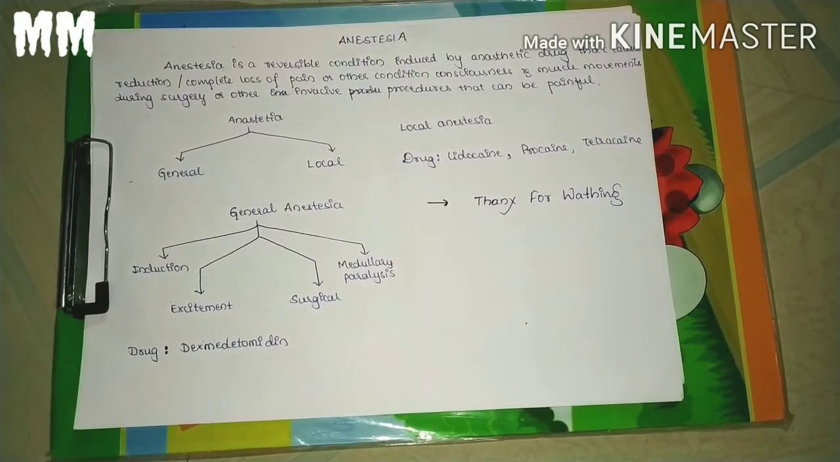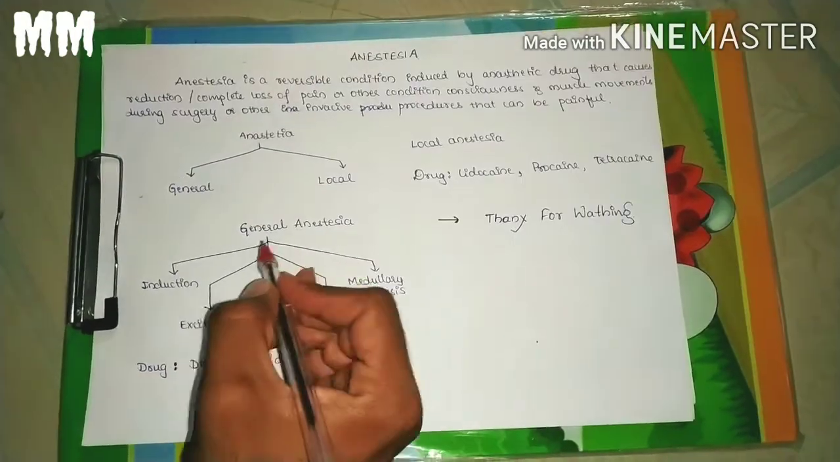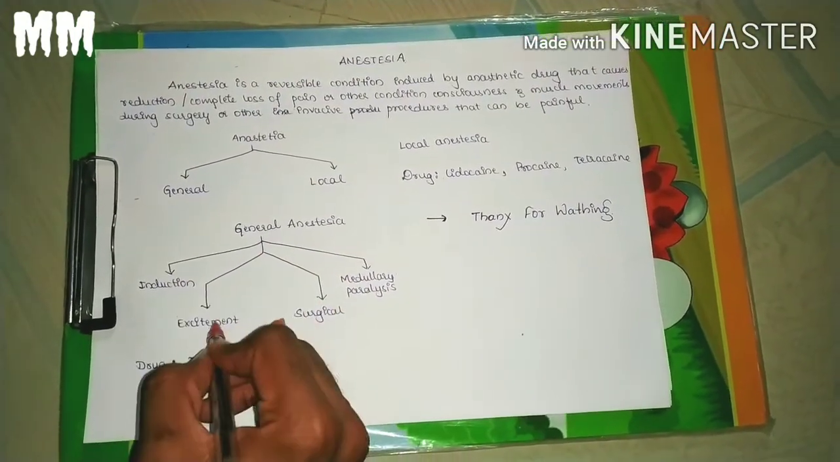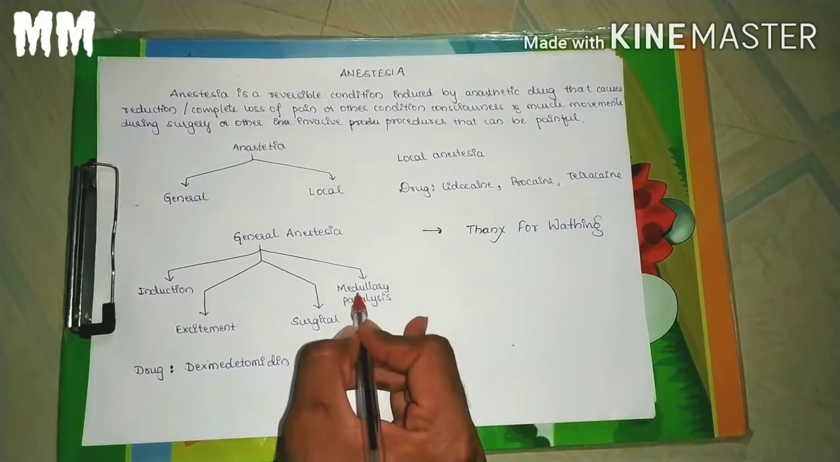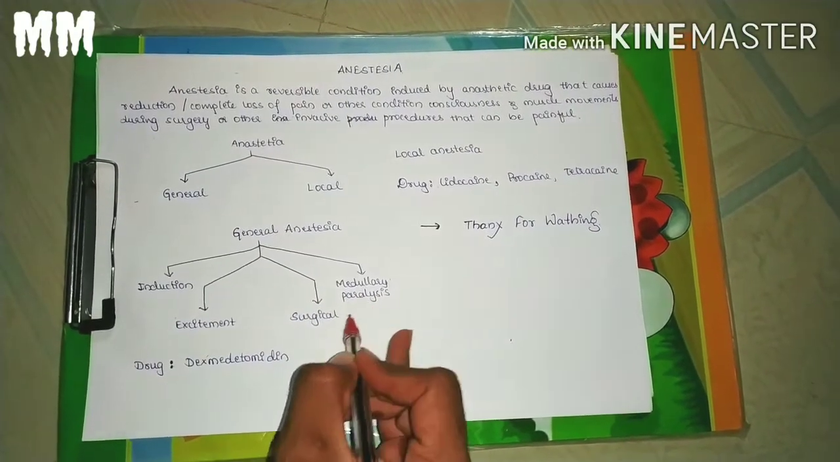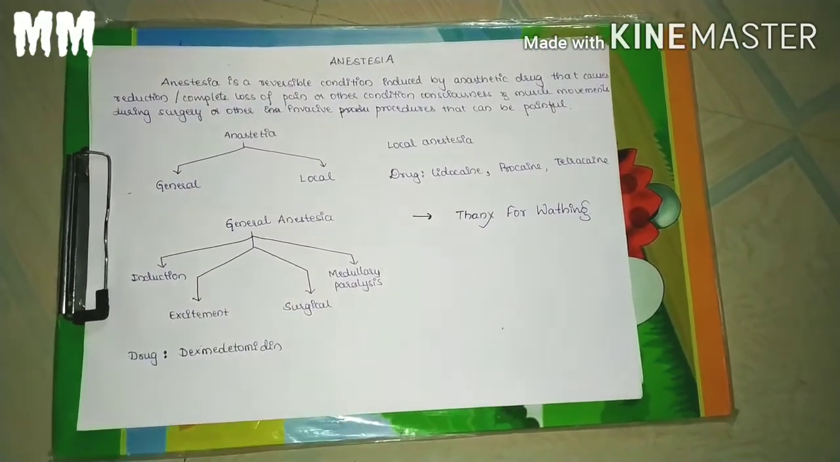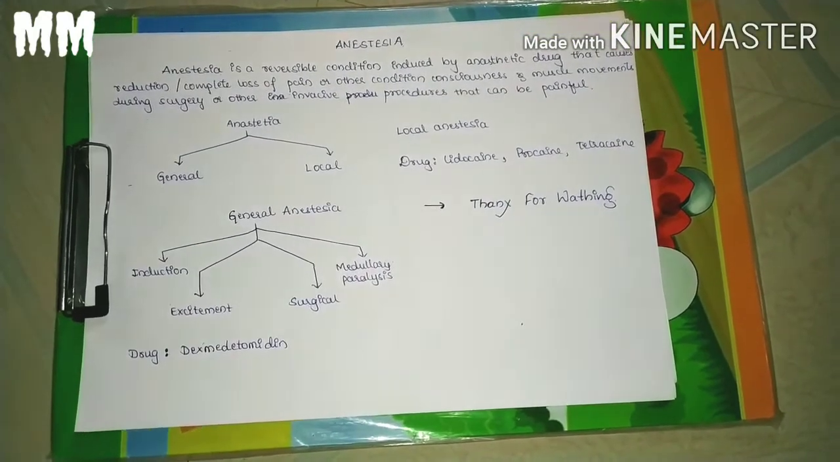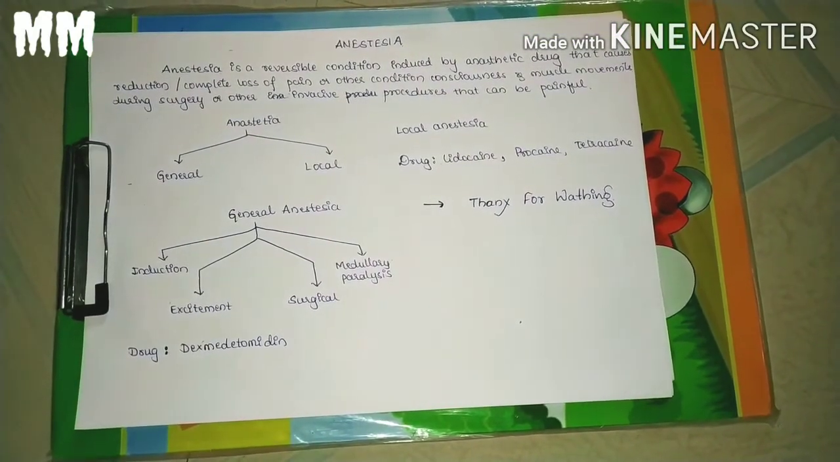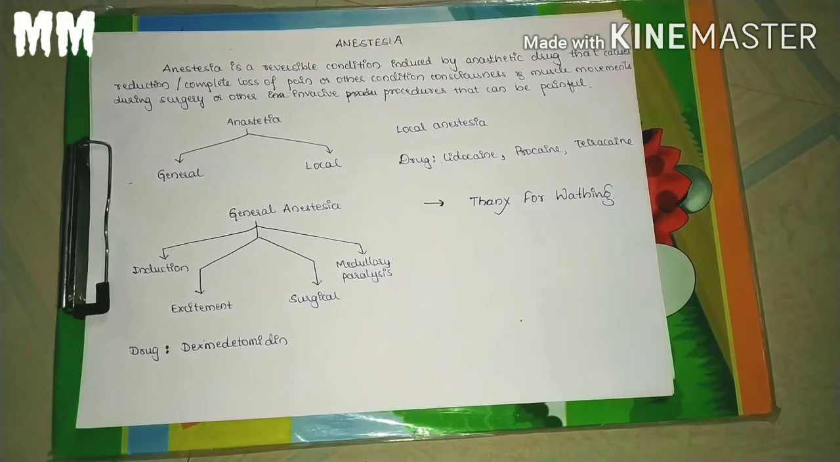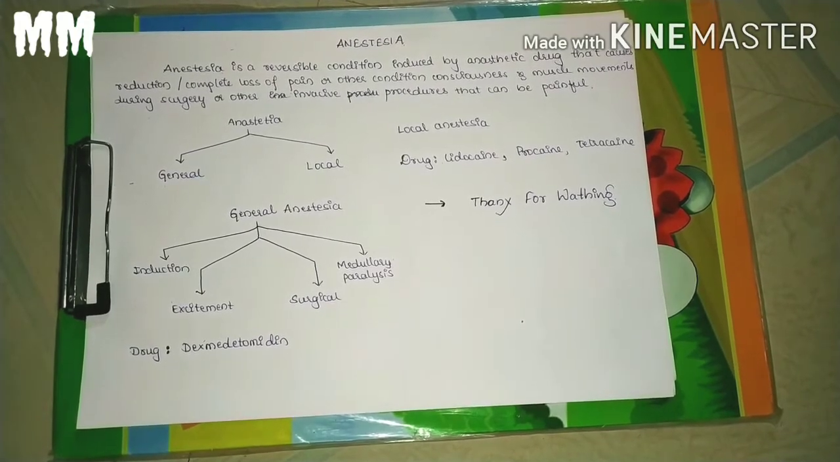And now anesthesia performed with a general anesthetic occurs in 4 stages. Those are induction, excitement, surgical anesthesia and medullary paralysis. Let's go with induction. The first stage is known as induction. It is simply a period during which the patient goes from consciousness to the state of unconsciousness.